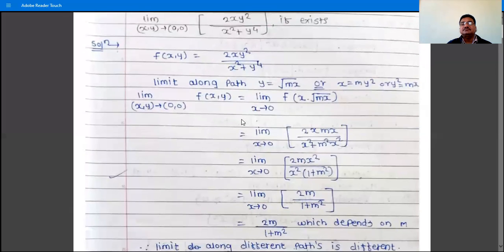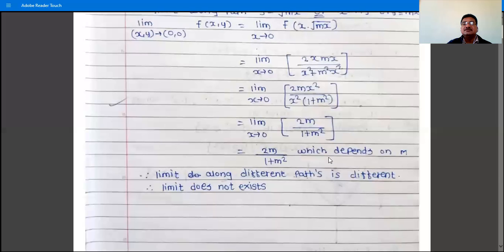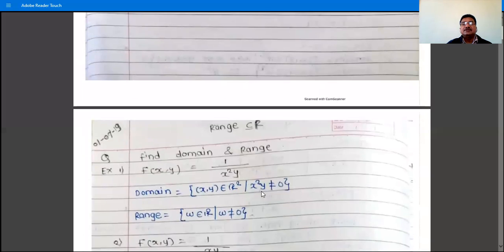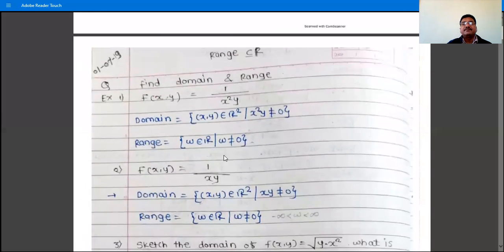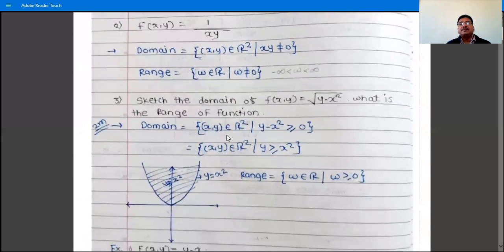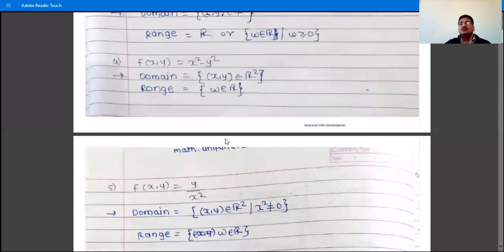That means substitute: if we take y = √(mx), then substitute √(mx) for y. Then this is the limit along the path y = √(mx), which depends on m, and therefore the limit along different paths is different, and therefore the limit does not exist. So this is the method to show the limit does not exist. These are the problems of range, but we will see them after completion of this topic.